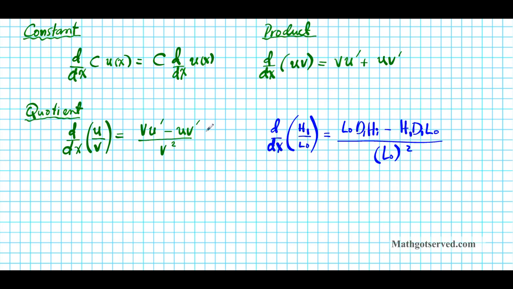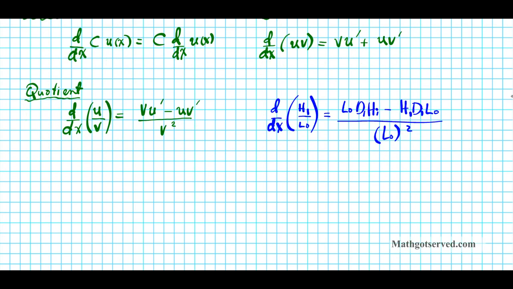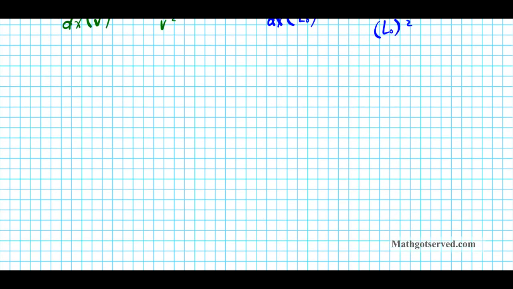How I remember it is I just switch the plus in the product rule with a minus and then divide by v squared, and there you have it. Okay, let's go ahead and try out some examples. Example number one.